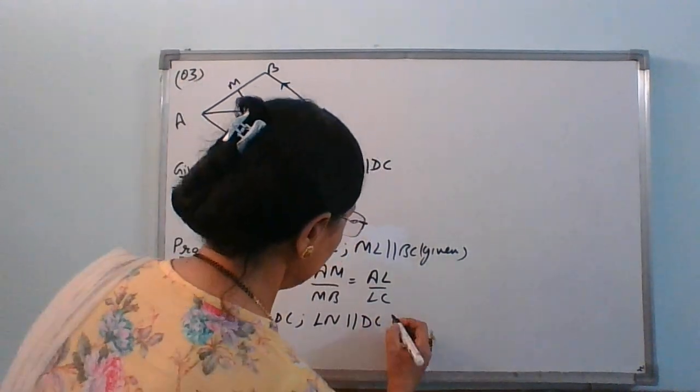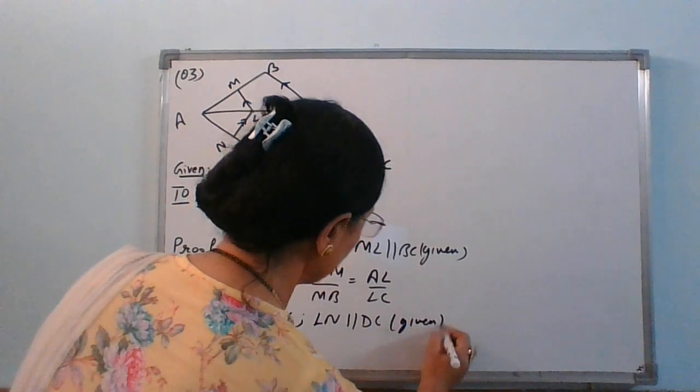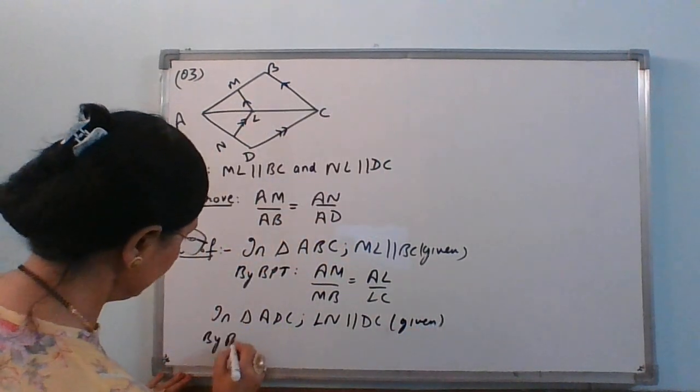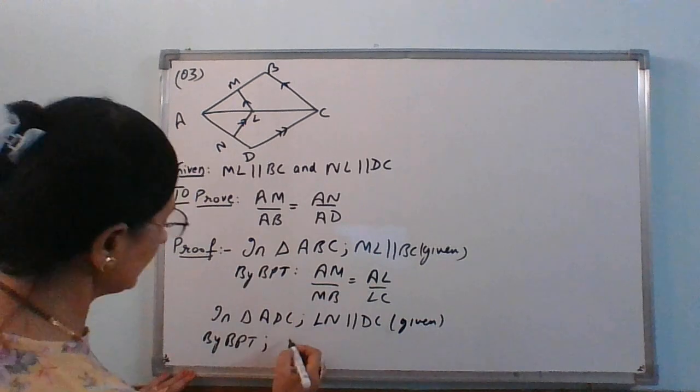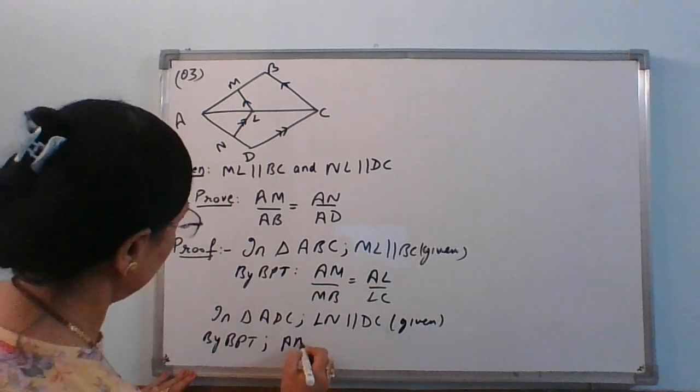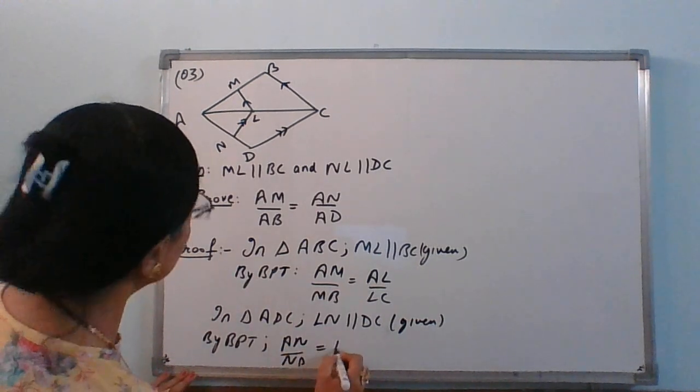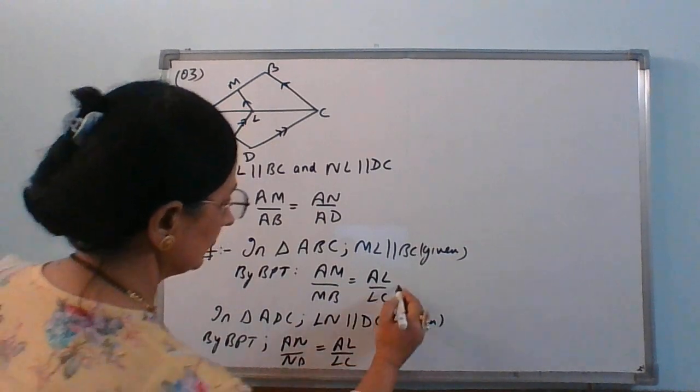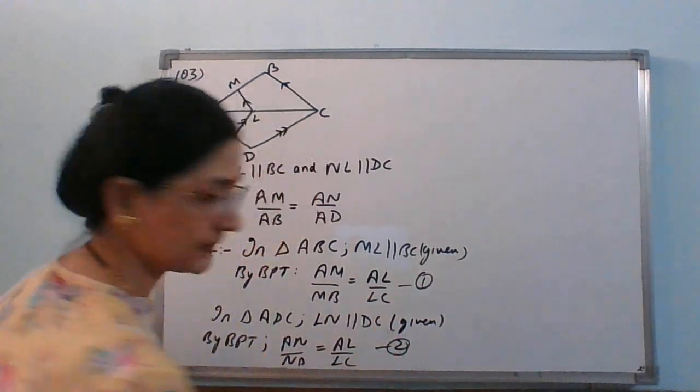Okay, so that is given. You have to write the reason also. So by BPT, the sides will be in ratio. Which sides? AN upon ND will be equal to AL upon LC. This was the first equation, this was the second equation.